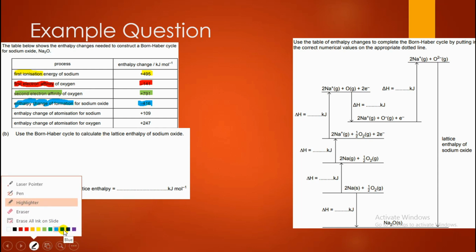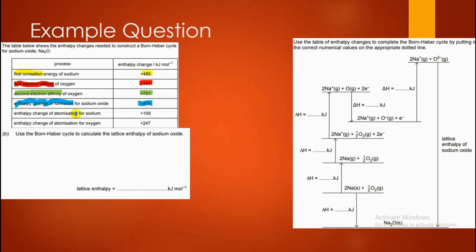We also have the enthalpy change of atomization, which we also discussed, and will discuss further, which has 109. And we have again the enthalpy change of atomization, which is 247.